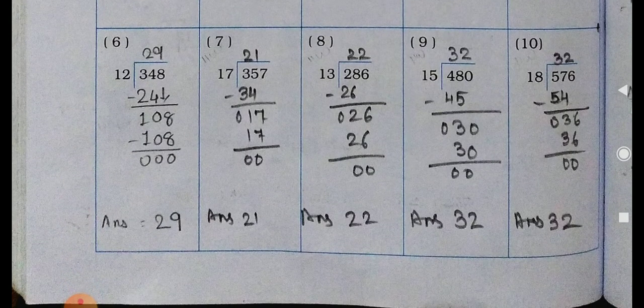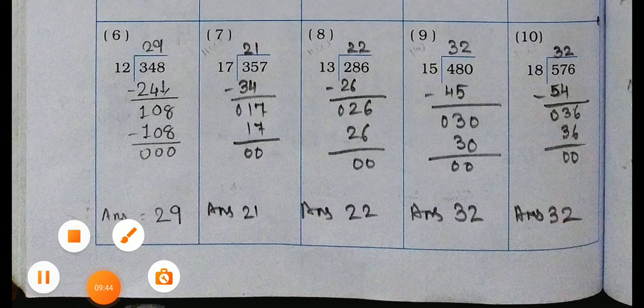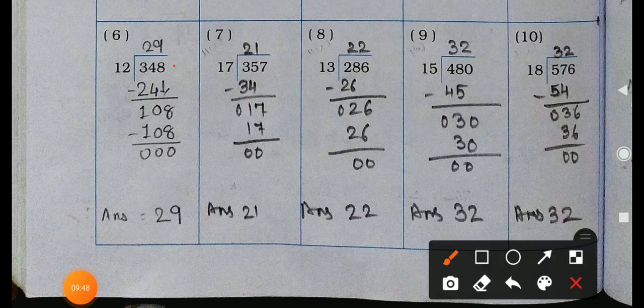6th number. 12 divide with 348. So 12 2s are 24. Do the subtraction, you will get 10 and 8 will come down, 108. 12 9s are 108, 29 is your answer. 357. 17 twos are 34 and 17 ones are 17. So 21 is your answer.